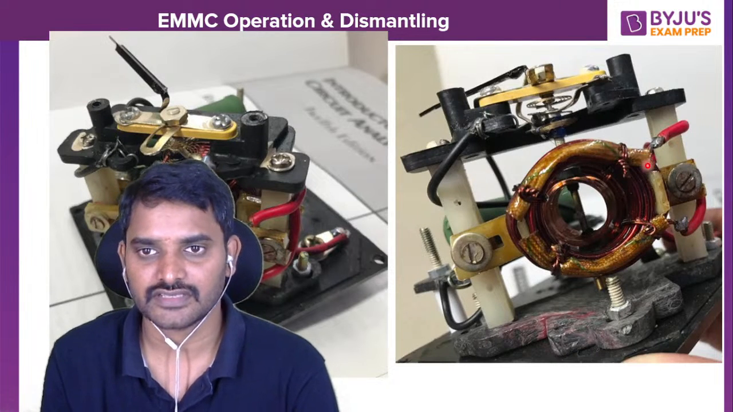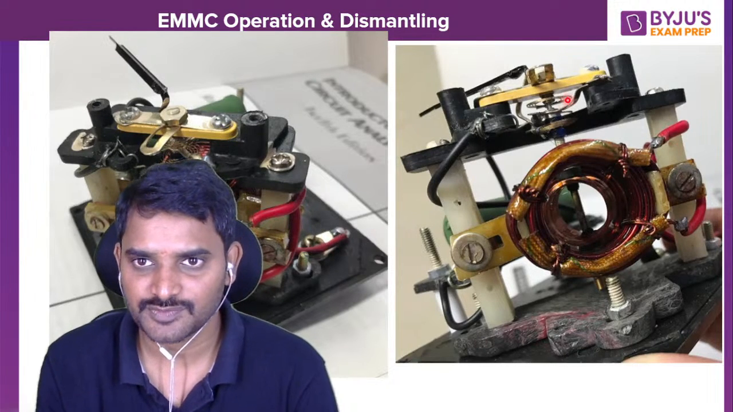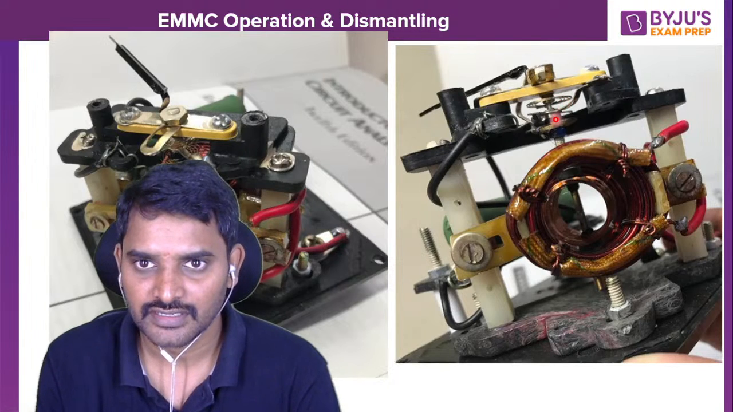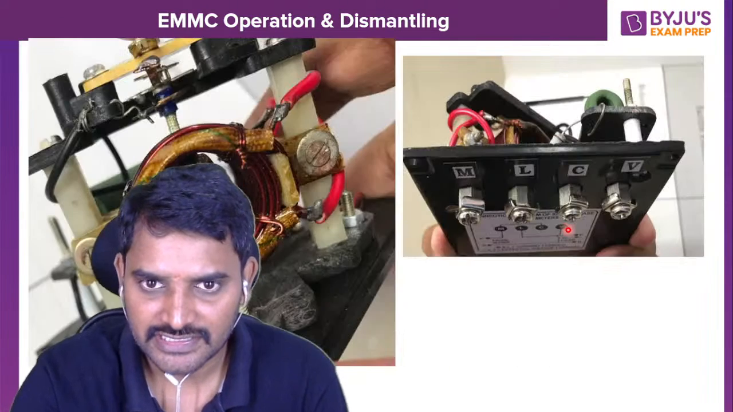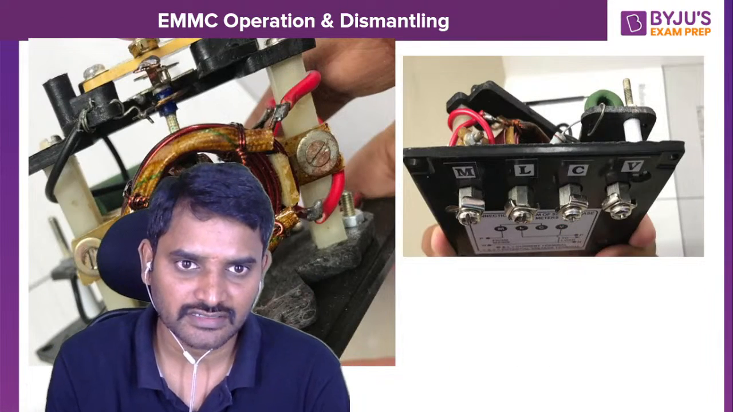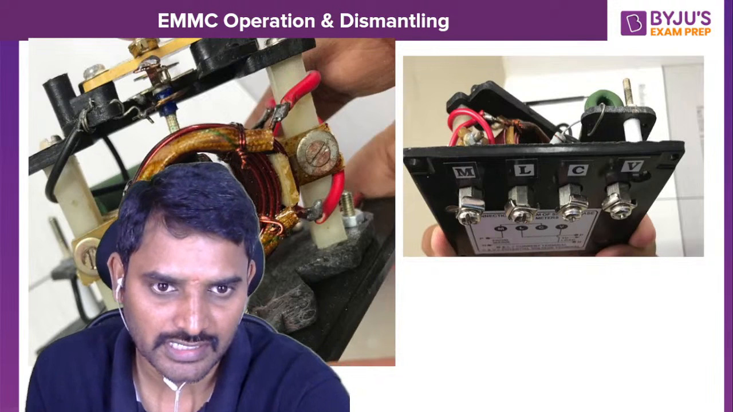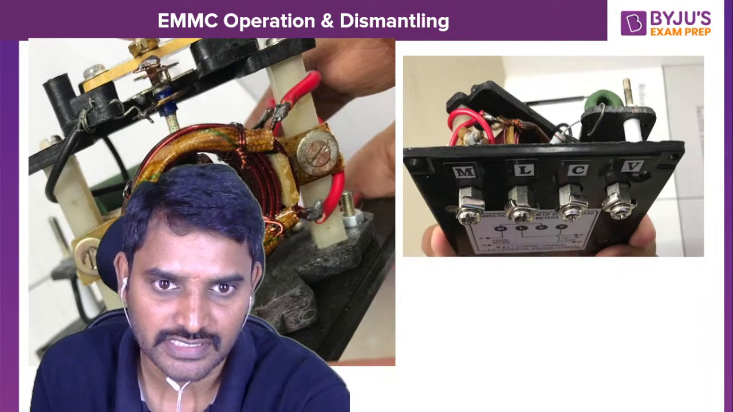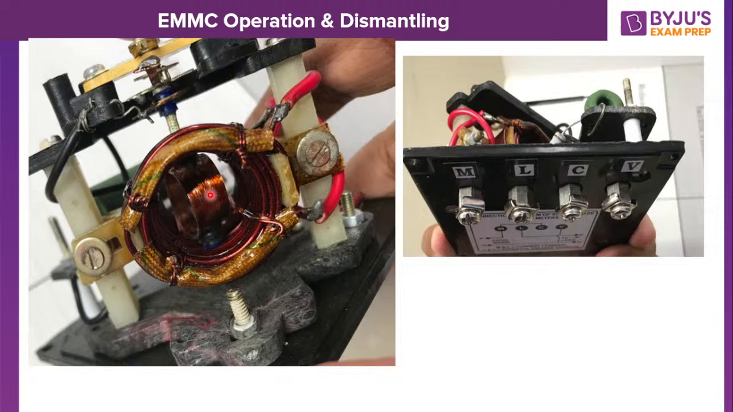Another side view of this EMMC instrument. You see the spring. Okay, we will see the connection diagram also, and see the middle, the moving part. Let me hide myself so that you can see the moving part clearly. So this is the moving part. Okay, if you want to see it, let me show you from my side also.